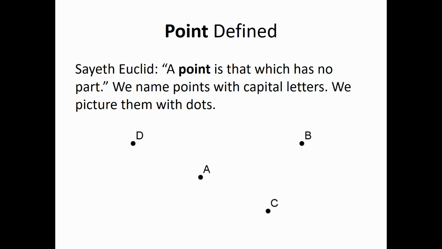As for how we name them, we do so with capital letters. And as for how we picture them, we do so with dots. And you see examples in front of you. You see points A, B, C, and D. Do be very careful about how you name points. We do use capital letters, and then we don't use capital letters to name anything in this class other than points. So please be careful about that. If ever I see that you've used one capital letter, a single capital letter, to name an object, I assume that what you have named is a point.